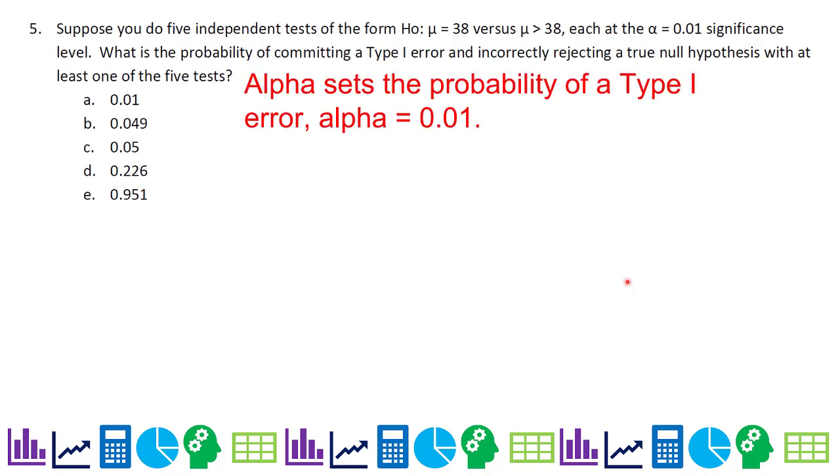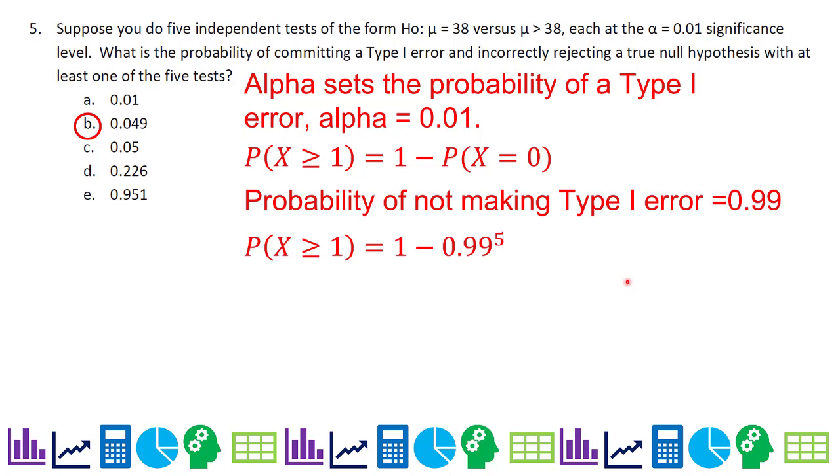So since we're setting the alpha, we're setting the probability of a type 1 error, and this assumes that the null is actually true. Otherwise, you can't commit a type 1 error. So alpha is 0.01. So then we're going to find the probability of at least 1, which is the same as 1 minus the probability of 0 errors. All right, so that would be this. Basically, where the 0.99 comes from, it's the probability of not making a type 1 error. So it's 1 minus 0.99 to the 5th, which happens to be 0.049.